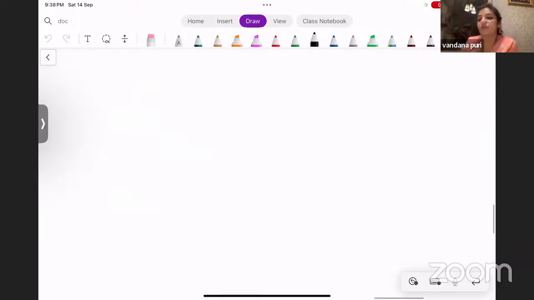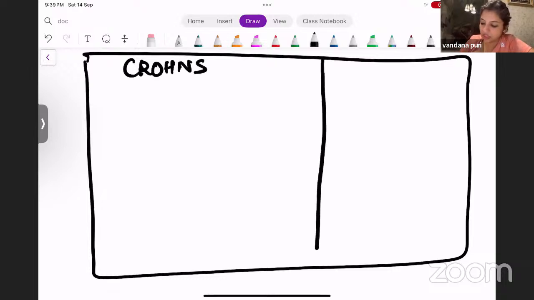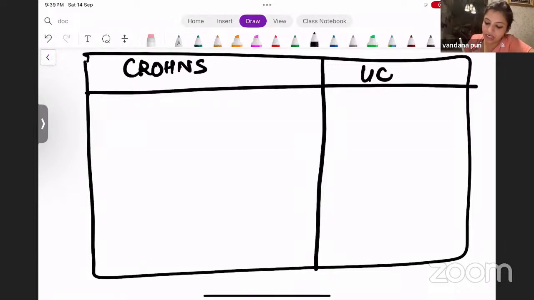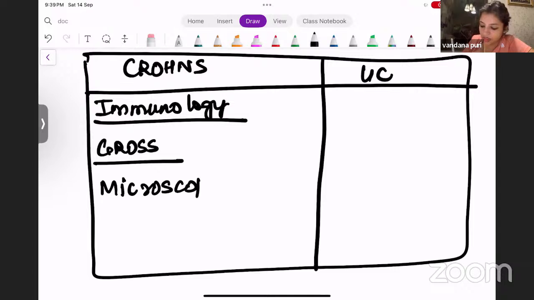Whenever you are writing in the exams, guys, what have you studied till now? How are you going to write? You're going to write Crohn's. Just for exam purposes, I'm telling you, you have to write in 4 headings. First heading you have to write is immunology, the difference in basic pathogenesis. Second, you write gross findings. Third, you write microscopy. And fourth and the last point that you have to write is complications.